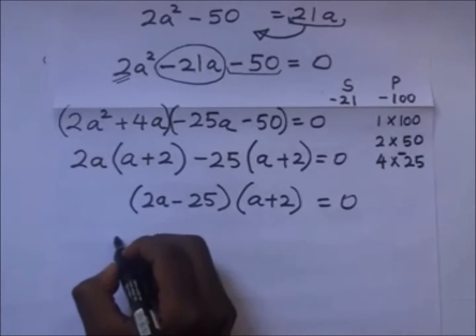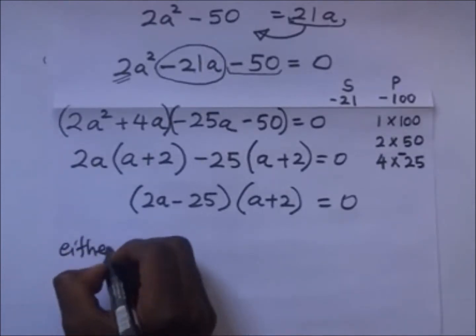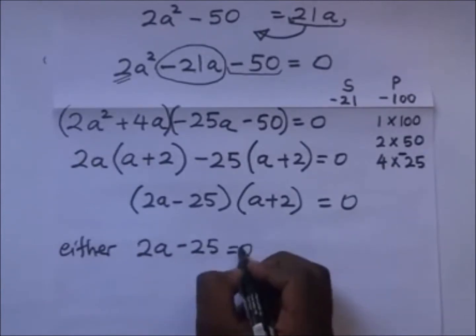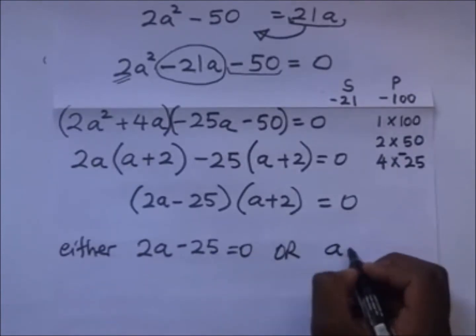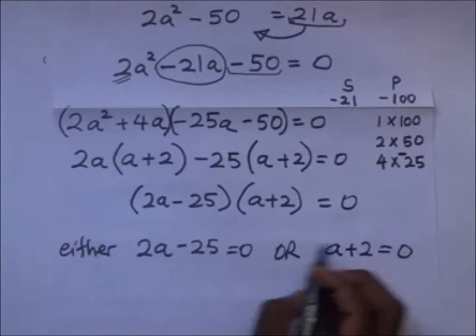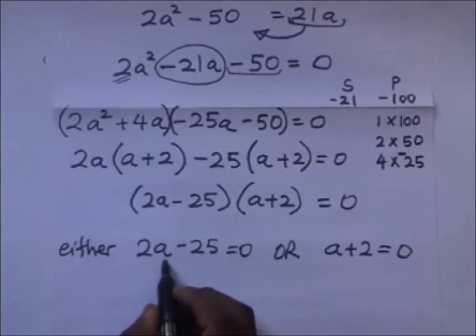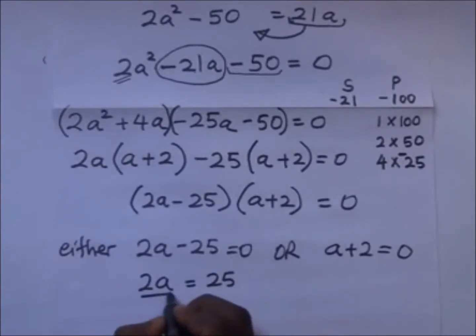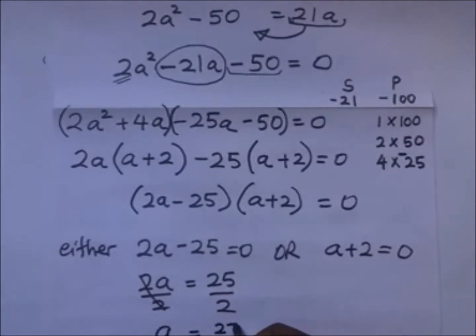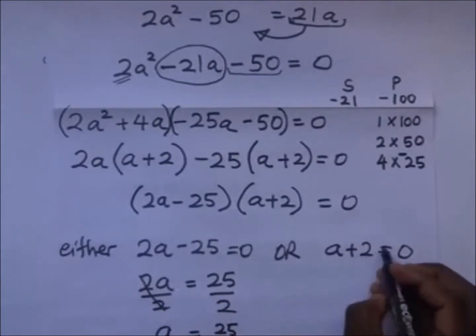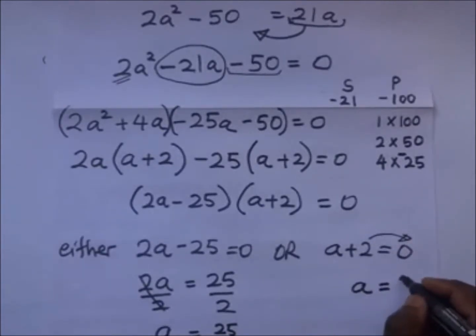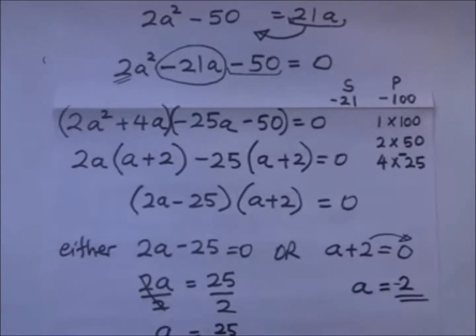the value of a. So it's either 2a minus 25 is equal to 0, or a plus 2 is equal to 0. So when we make a the subject of the formula here, it's definitely 2a is equal to 25, divide both sides by 2. A will become 25 over 2, and likewise here, when 2 crosses to the other side, we remain with our value of a as negative 2. So those are the two.